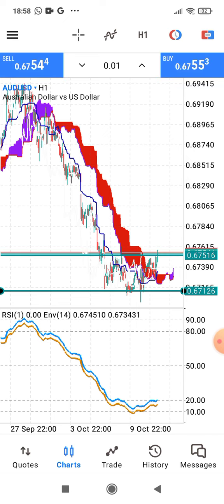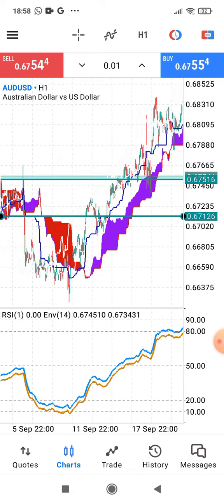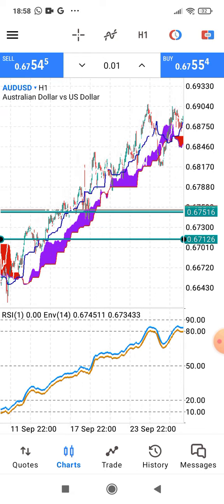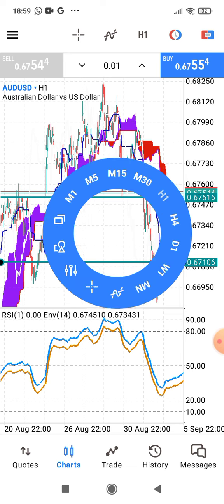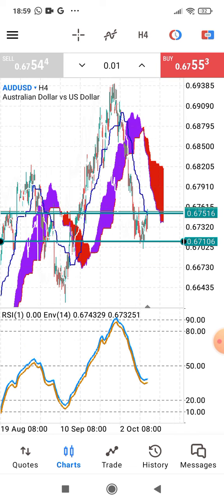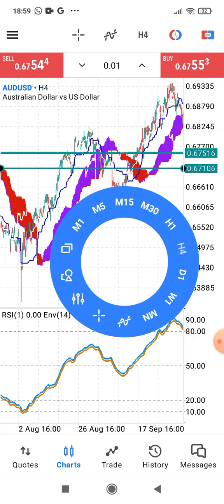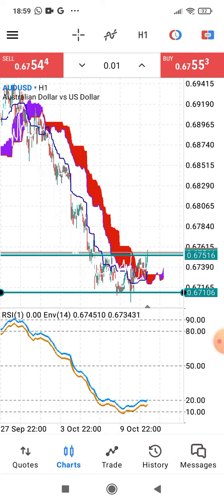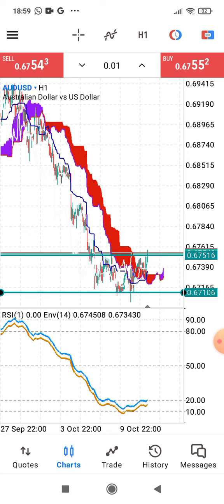So let me show you now the indicators that we have. These are the indicators you can see, the details they give. If you go to a 4-hour chart, you can also see. I don't want to make this video that long. Let me give you the settings in the next video.